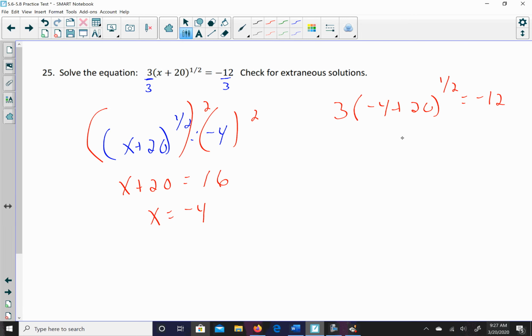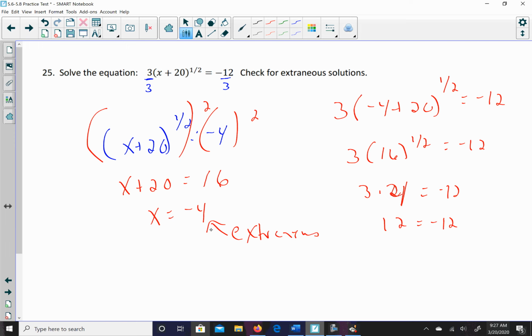So this is going to be 3 times 16 to the 1/2 power is equal to -12. The square root of 16 is going to be 4, so this will be 3 times 4. Whoopsie, that's a 4. And I get 12 is equal to -12. So that does not work. That means that this is extraneous.